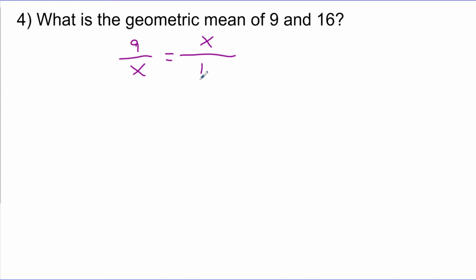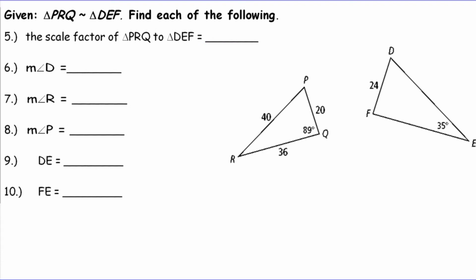But we know that the other values that we're finding the geometric mean of are 9 and 16. So again, 9 times 16 is equal to 144, which is really nice for us because x times x is x squared equals 144. Okay? And if I square root both sides, I get that x is equal to 12. So the geometric mean of 9 and 16 is 12. Okay? So now let's go to 5, 6, 7, 8, 9, 10.